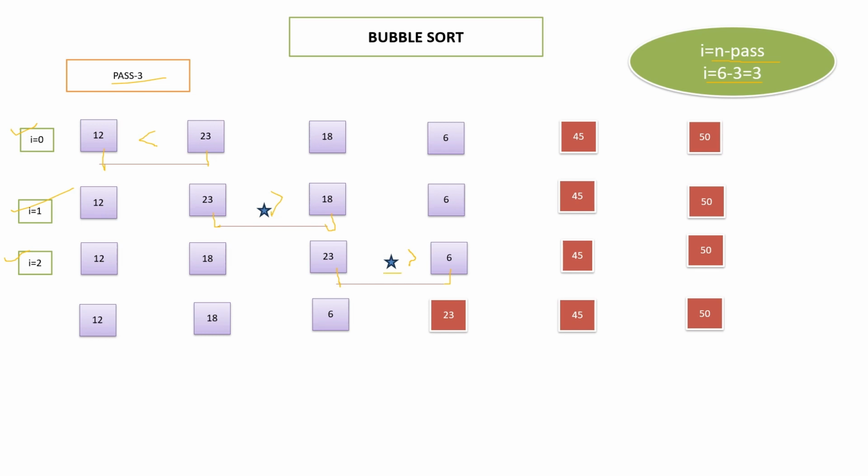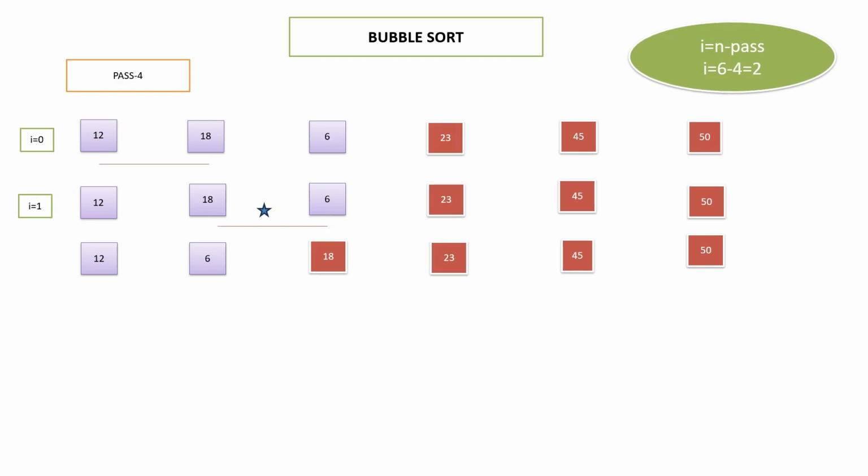And after that we found that the three greatest elements are placed in their correct position. Before these elements, all the elements are smaller than our three elements. Now we move forward to the fourth pass, and in the fourth pass we need to iterate our index loop from 0 to 1.